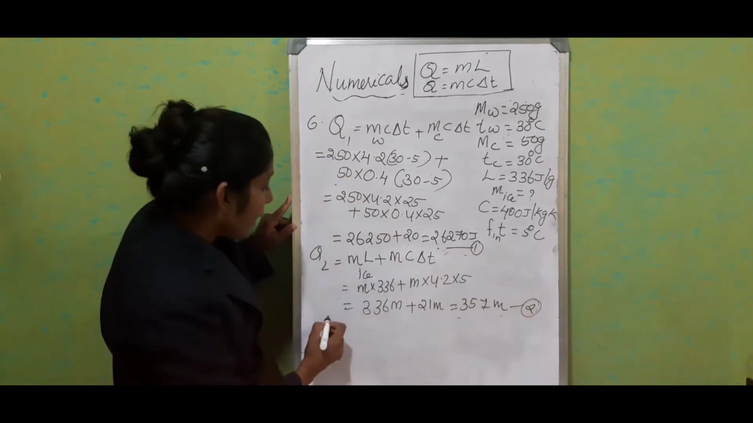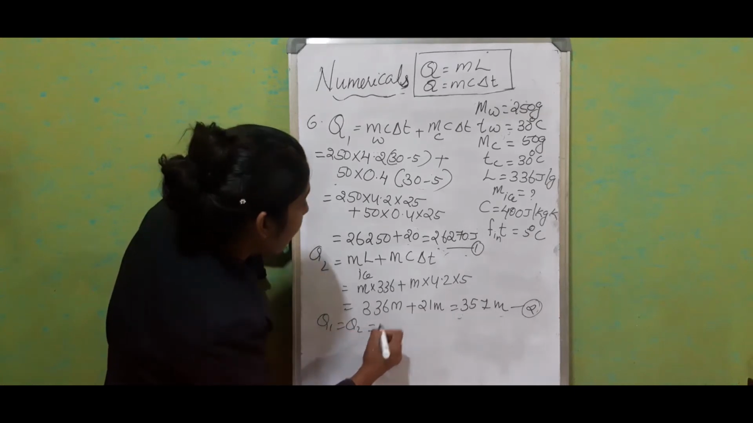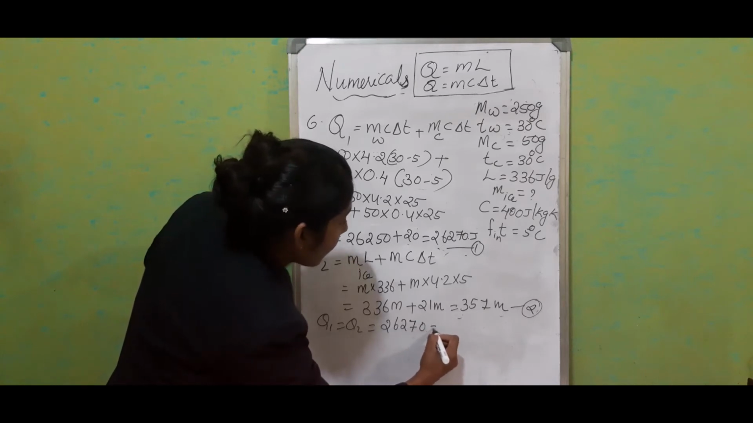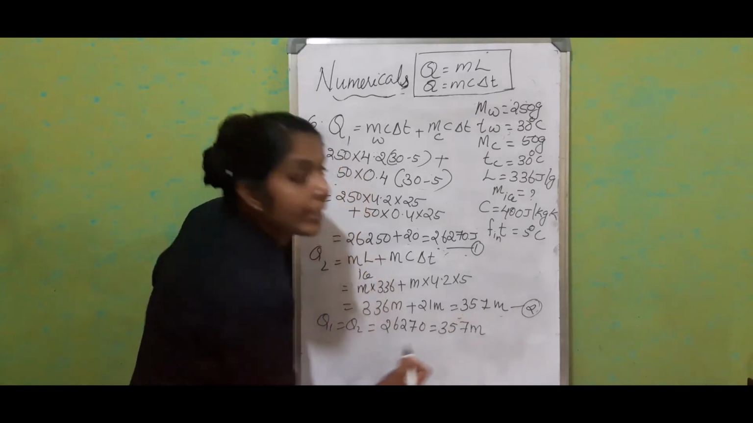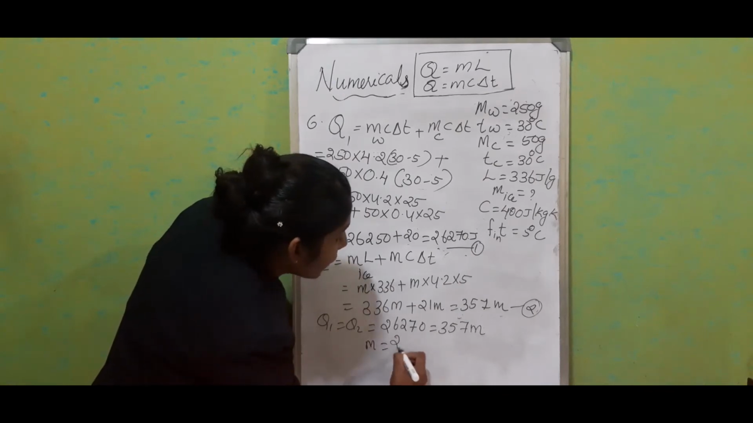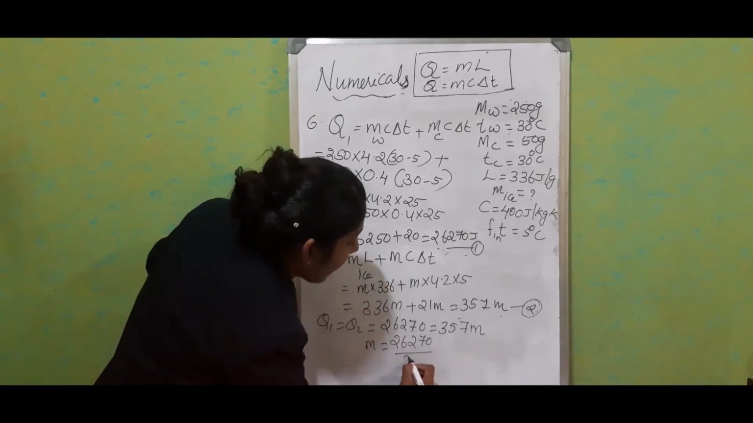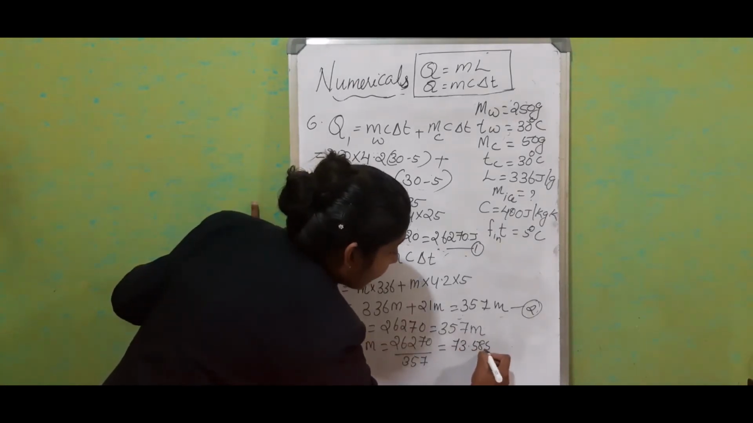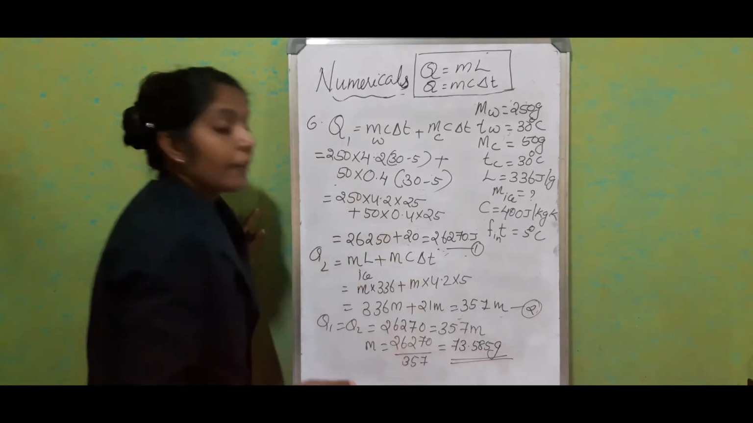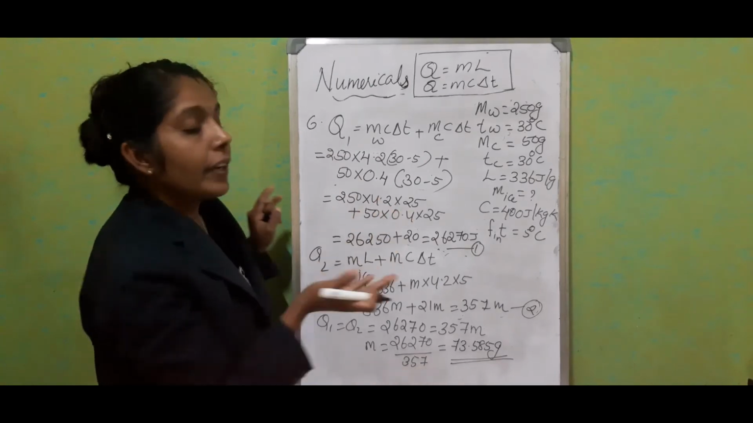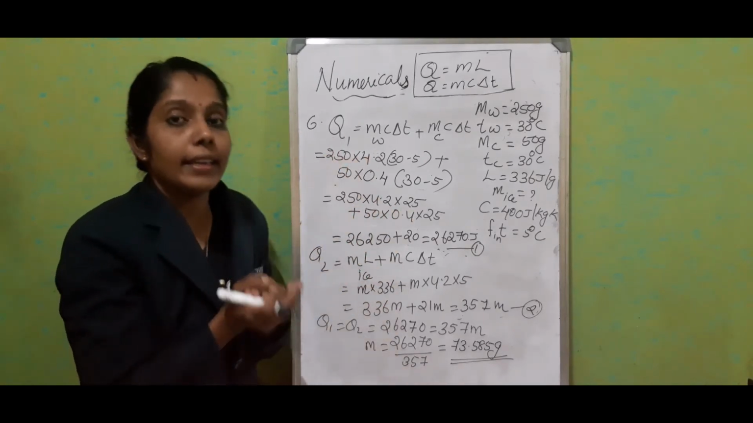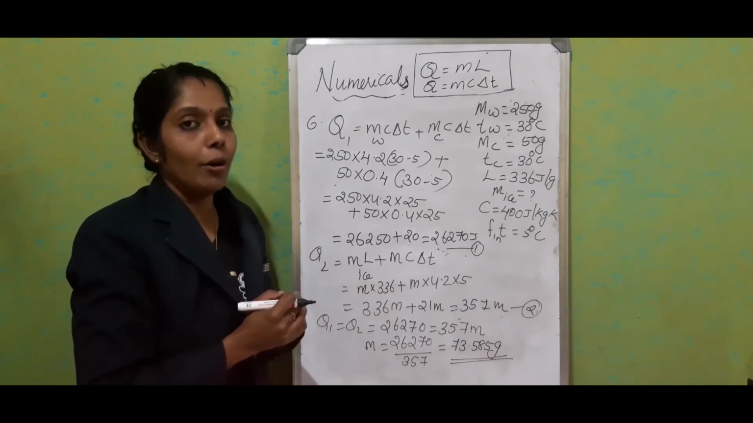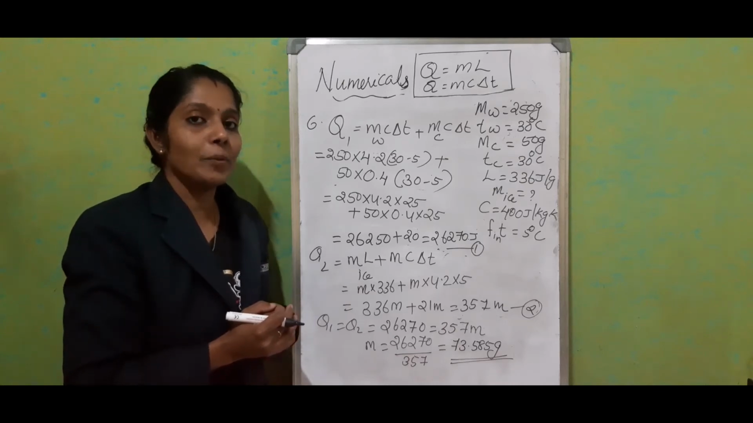Now we are going to equalize. Q1 is equal to Q2. We will get 26270 is equal to 357 M, or M is equal to 26270 divided by 357, that is equal to 73.585 gram. So if you want to bring 250 gram of water at 30 degrees Celsius to 5 degrees Celsius, we require 73.585 gram of ice. Let's go to the next problem.